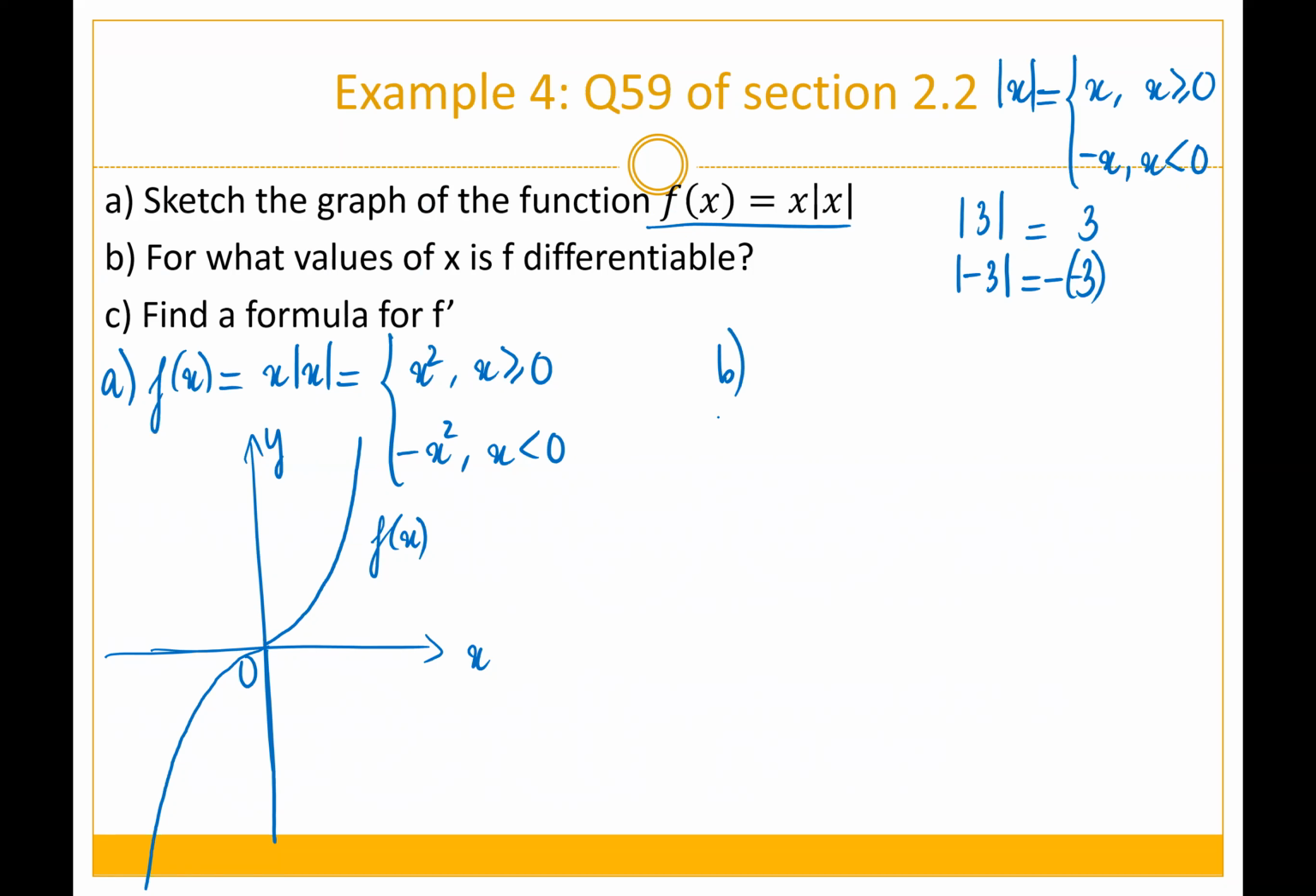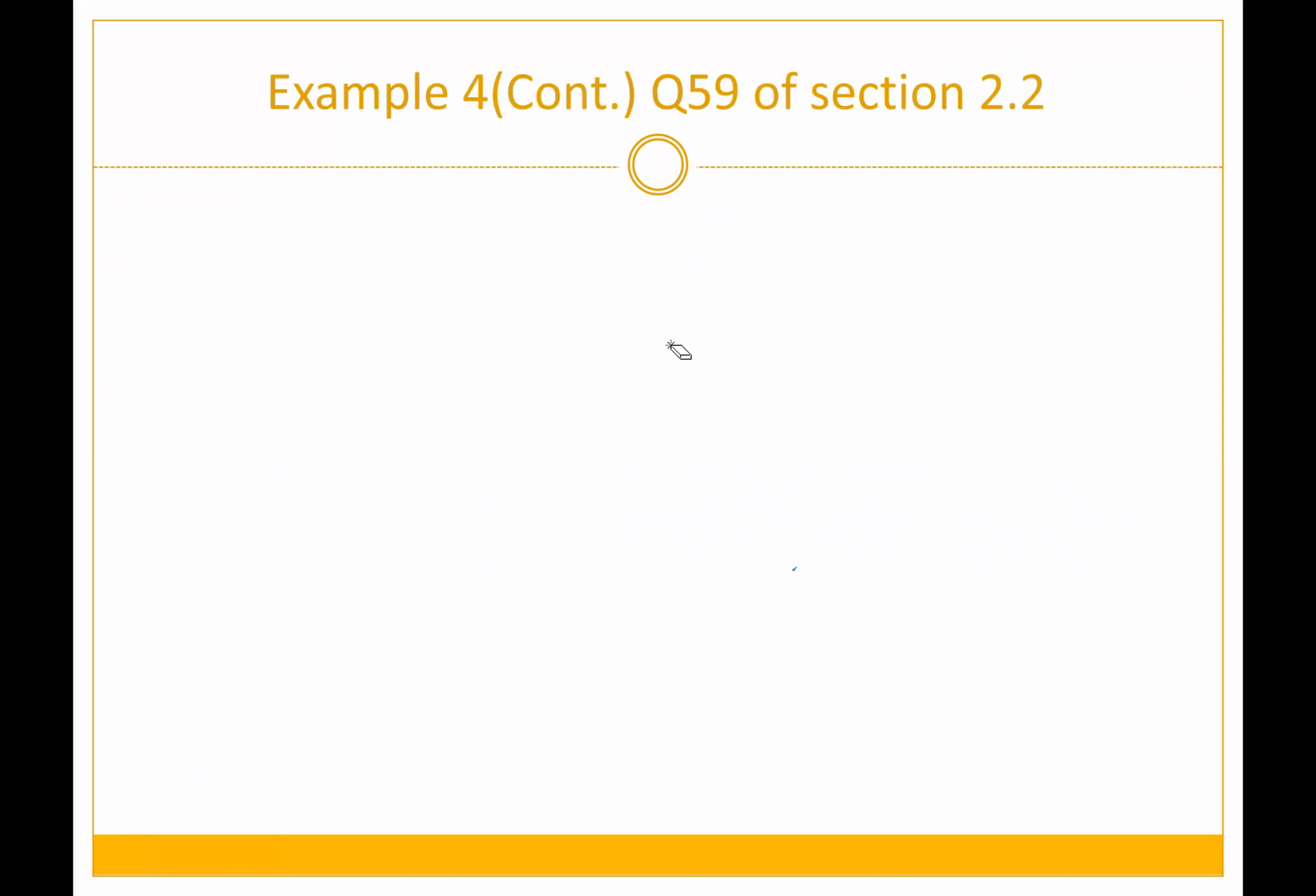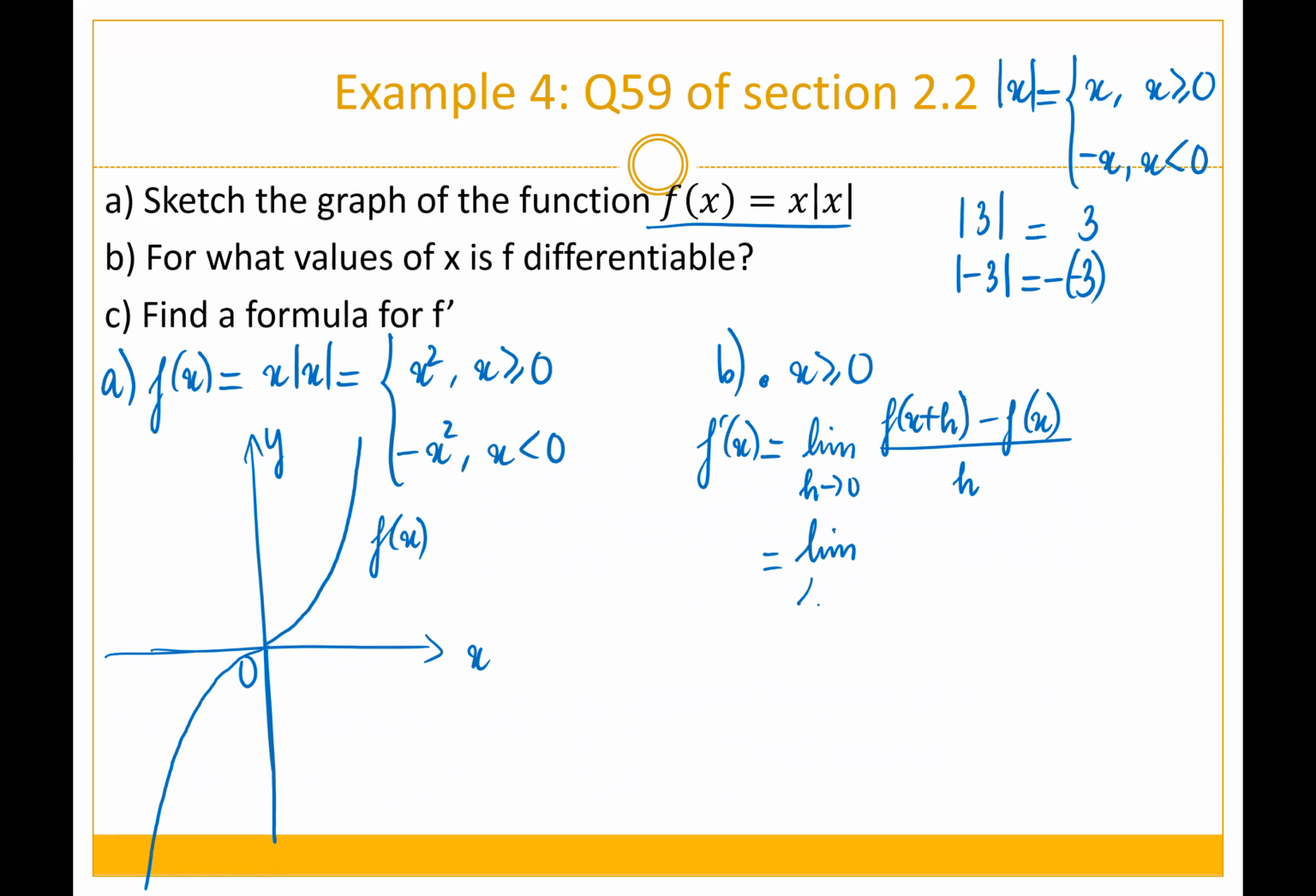For what values of x is f differentiable? To find where it's differentiable, we will use the definition of the derivative of a function on each interval. So say x is bigger than or equal to 0, the definition gives you the limit as h approaches 0 of f(x plus h) minus f(x), divided by h. Now this one equals the limit as h approaches 0 of (x plus h) squared. Since this part is positive, we use the function up here.